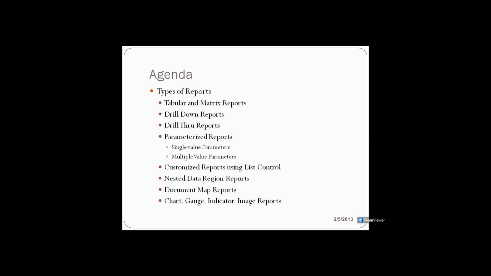Now, some more agenda we have. We should be able to create different kinds of reports: tabular reports, matrix reports, drill down reports, drill through reports, parameterized reports, using single value parameters and multiple value parameters, customized reports using list control, nested data regions reports, document map reports, chart, gauge, indicator, image reports. So all of them we can discuss in SSRS.